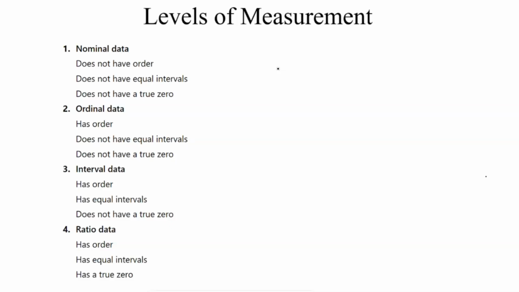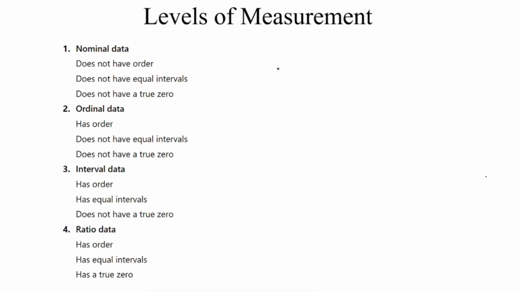In this video, I will talk about level of measurement in statistics. So we have four types of data: nominal data, ordinal data, interval data, and ratio data. Okay, so what is nominal data? Nominal data doesn't have order. It doesn't have an equal interval, and it doesn't have a true zero.